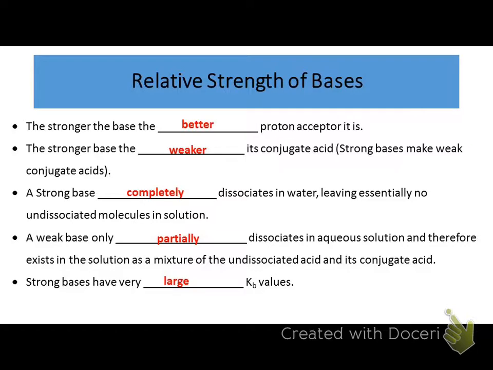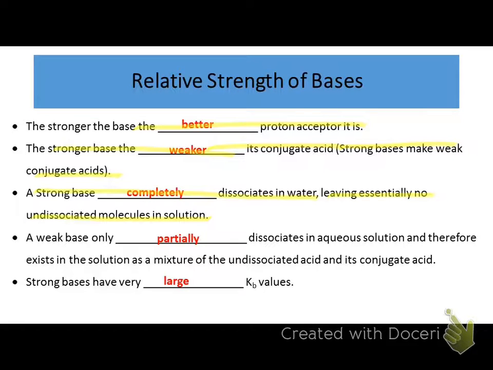Okay, let's look at bases really quick. The stronger the base, the better proton acceptor it's going to be. A strong base makes weak conjugate acids, as we talked about earlier. Strong bases are going to completely dissociate in water, leaving essentially no undissociated molecules in solution. So it's very much like a strong acid.